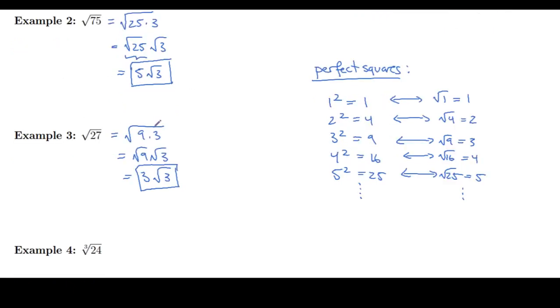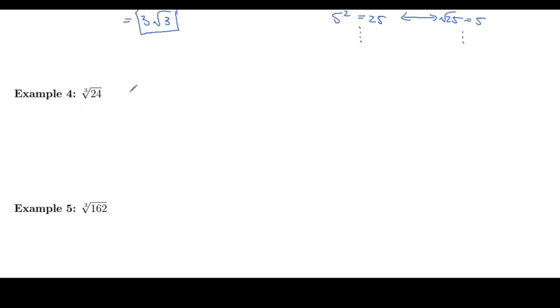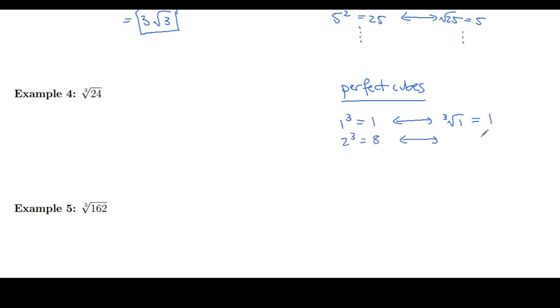So let's try to use the same pattern. Now we want to take the cube root, right? So again, you could write out some perfect cubes. 1 cubed is 1, so the cube root of 1 is 1. 2 cubed is 8, so the cube root of 8 is 2, right? It's sort of the reverse process.